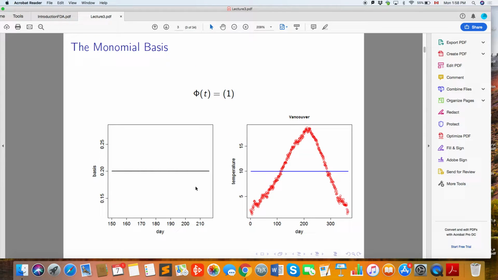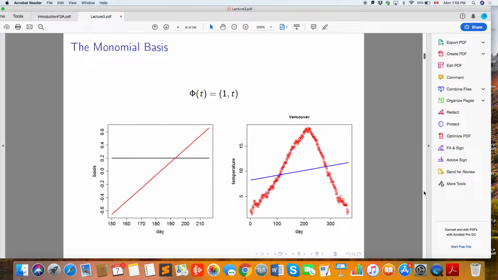Okay, so the simplest basis functions are the monomial basis functions. The first monomial basis function is phi of t equal to 1, basically the constant. If we just use this constant basis function to estimate these temperature curves, we will basically just get a constant curve here. Basically, it's the average temperature over the whole year.